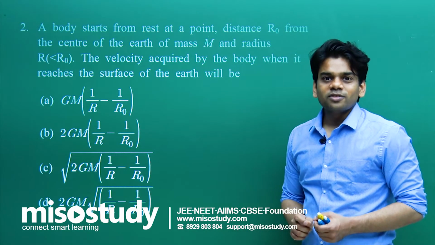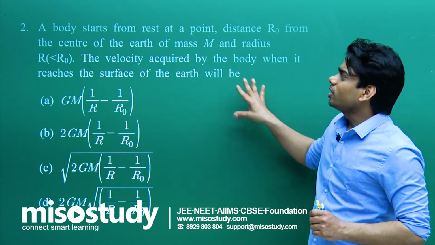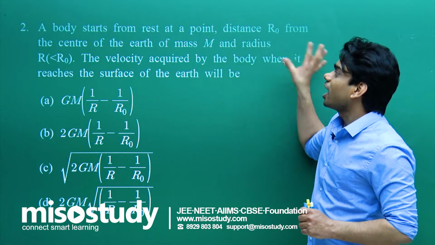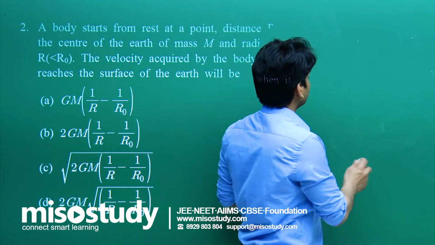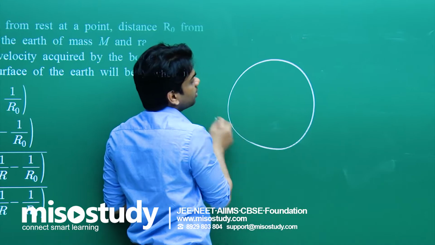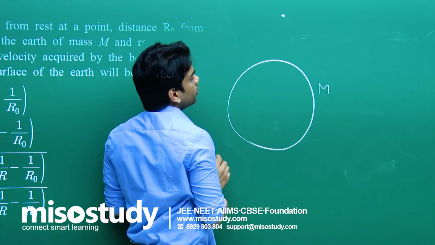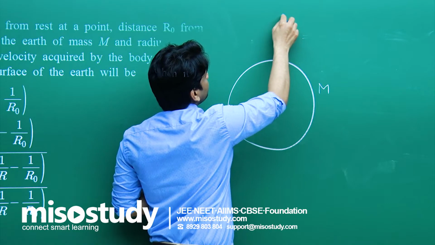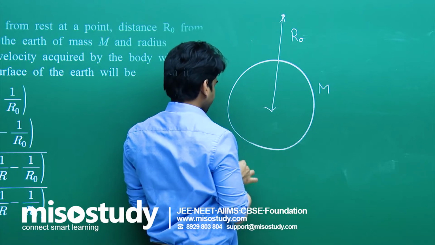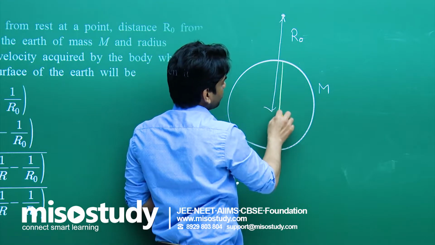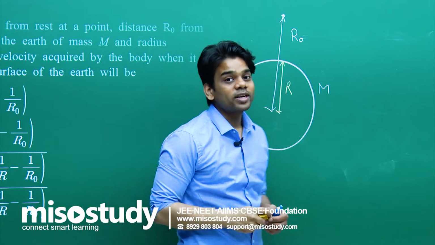To solve such a question, first you draw the diagram and try to understand what is happening. It says that the body starts from rest at a point distance r0 from the center of the earth of mass m. So the starting point will be like this. This is earth. Let's say the body starts from here. This is the mass of earth, and this distance is given as r0. The radius of earth is given as r. This is what has been provided.